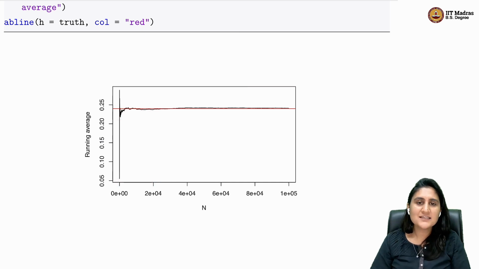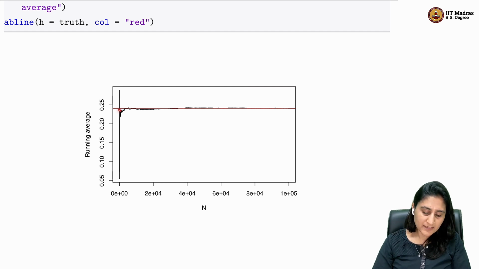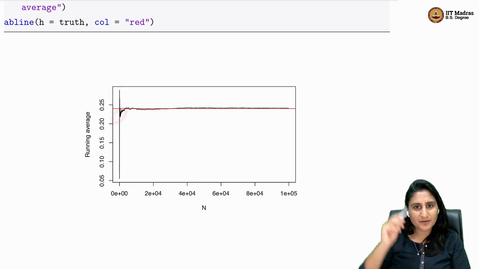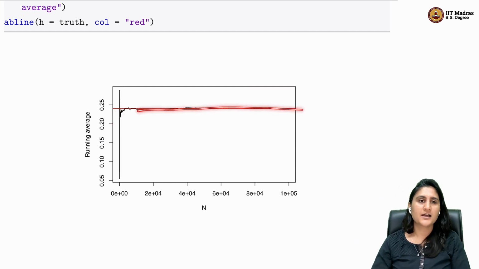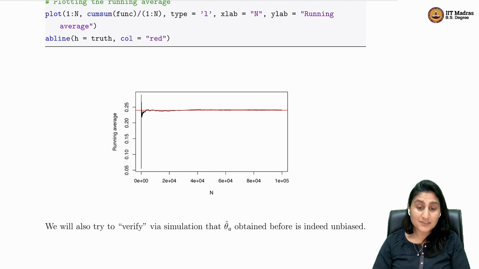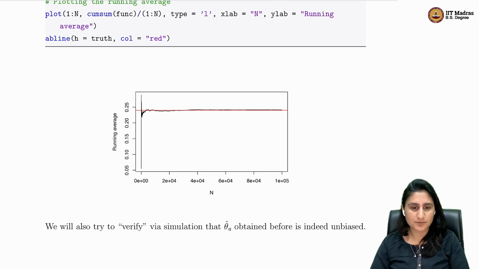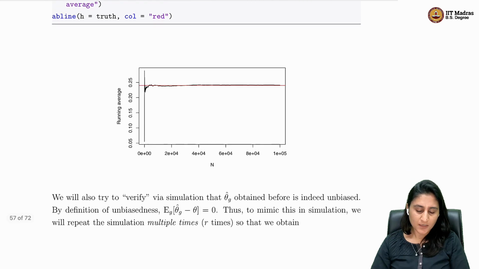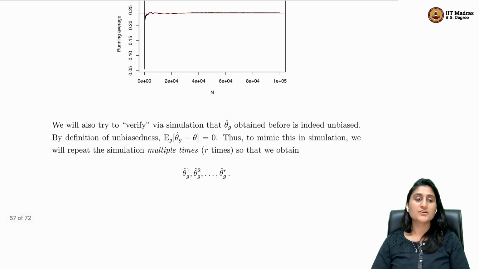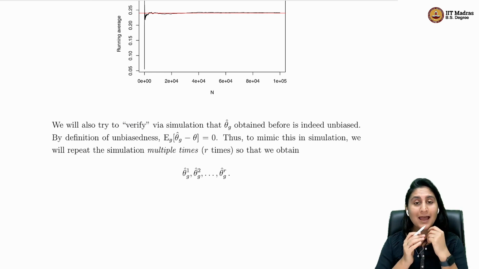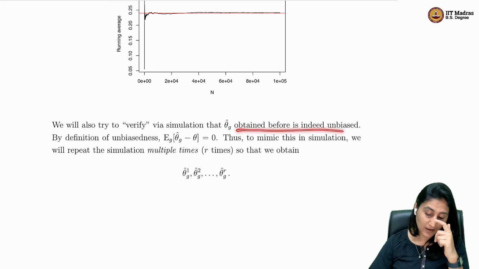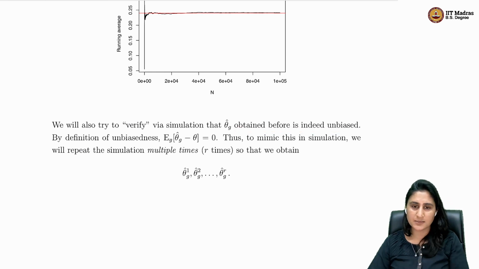Okay. And we see the law of large numbers kicking in. We see that in the beginning, yes, there's a little bit of chaos, a little bit of zigzag motion, and then eventually things stabilize. So that's an illustration of what the law of large numbers means in this case. Now we can also try to verify via simulation that theta hat g is indeed unbiased. Now this is a tricky concept, but we can try.